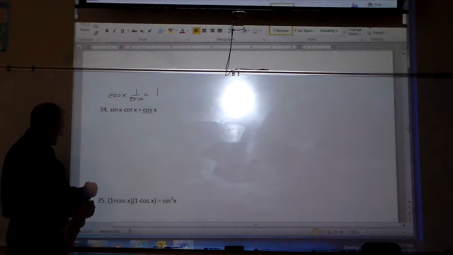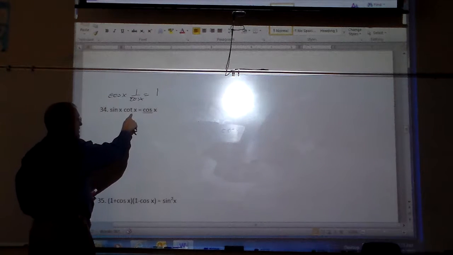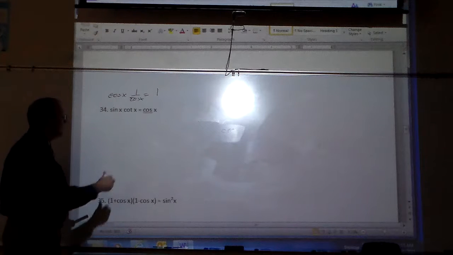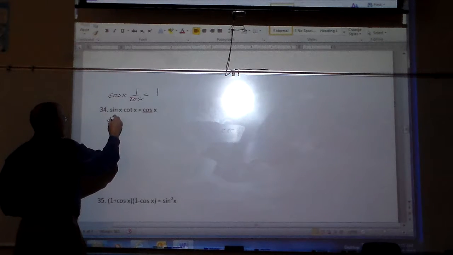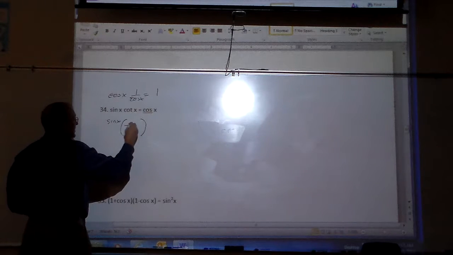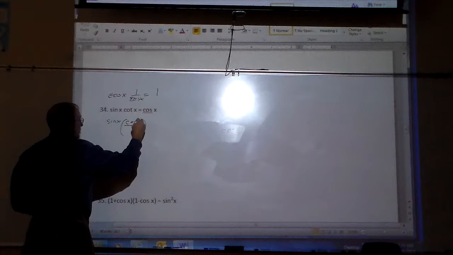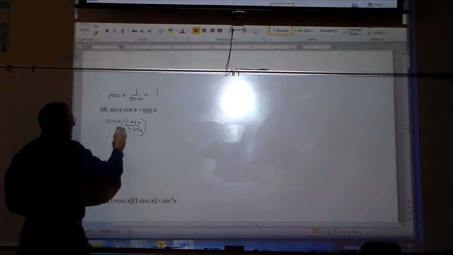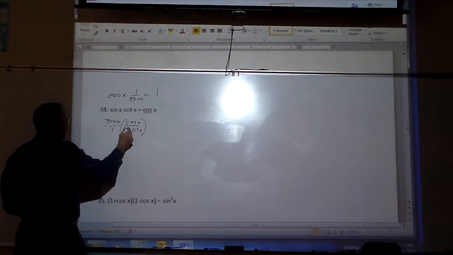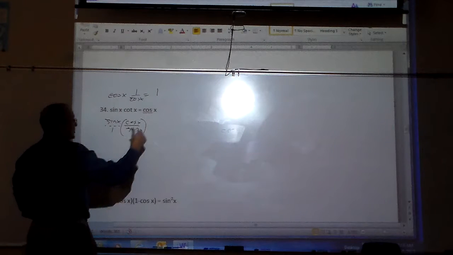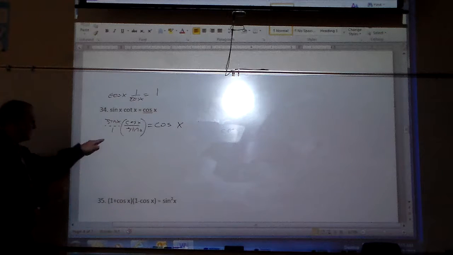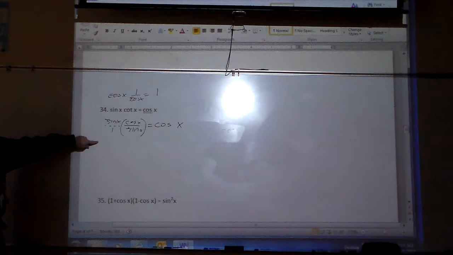There we go. Now this time I'm looking at this one here. Like I said, in terms of sine and cosine is a great way to go. I'm going to leave the sine x alone. And I know that cotangent is the same thing as cosine x over sine x. And this is the same thing as being over 1. What's going to happen to those sines? They're going to cancel out. And so I do end up with an answer of just what? Cosine x.